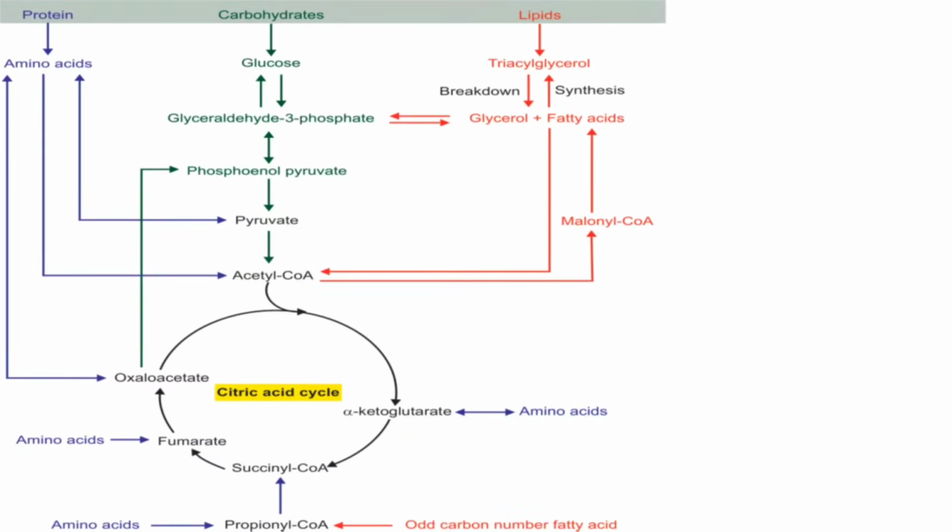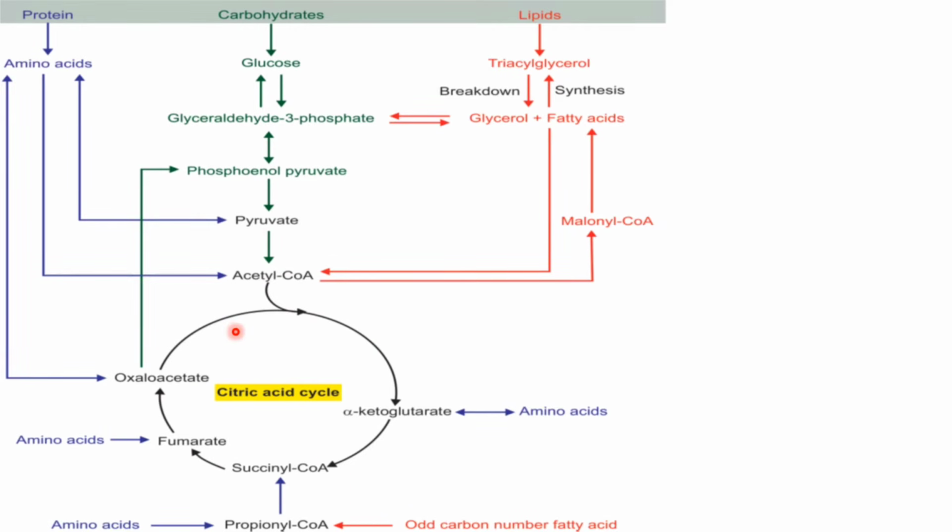This is the picture showing integration of metabolism at cellular level. As we have discussed, carbohydrate can be converted to fat. The end product of carbohydrate metabolism is pyruvate, and pyruvate via the pyruvate dehydrogenase reaction is converted to acetyl-CoA, and this acetyl-CoA can be utilized for the formation of fatty acids. Alternatively, this acetyl-CoA can enter into the citric acid cycle for complete oxidation.